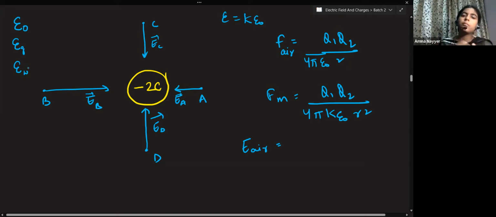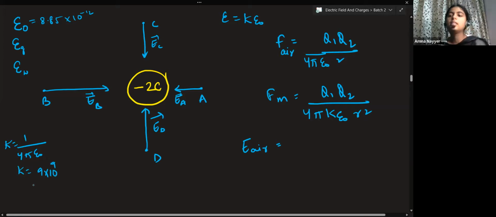Every value will be different. We just have to remember it for air, that is 8.85 into 10 to the power minus 12. And k is what? K is 1 over 4 pi epsilon naught. So when you put the value of 4 multiplied by pi multiplied by air's value epsilon naught, you get k as 9 into 10 to the power 9. This is the constant, and this is only for air.